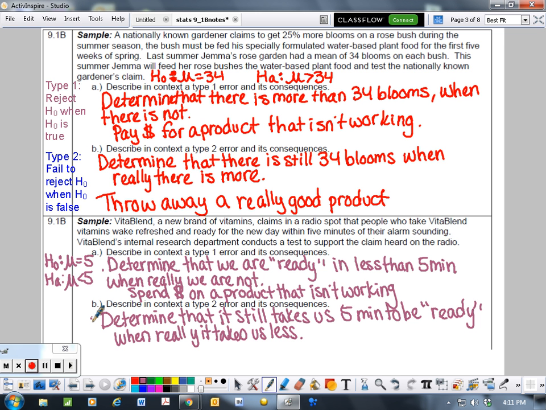Consequence, maybe we throw away something that's really working. We never give it a real good shot when it may really help us out. Stuff like that. So give up on a product that works. There's a consequence. And people's consequences can be different, but they have to be a realistic consequence that fits what you determine to be true.